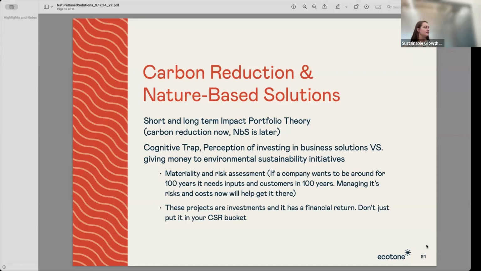But longer term, some of these more nature-based solutions have a bigger impact, but they take time to grow. Like literally, you're planting trees, and you can't just take their benefit tomorrow. So it's part of a portfolio to use both of them in your strategy. There's also kind of a cognitive trap that people can fall into, the perception of investing in the business solution or giving money to environmental sustainability initiatives.